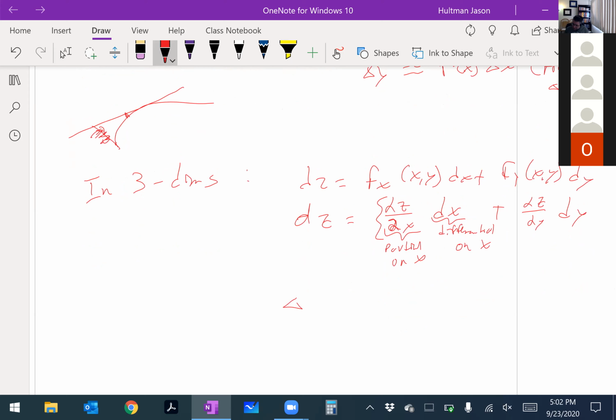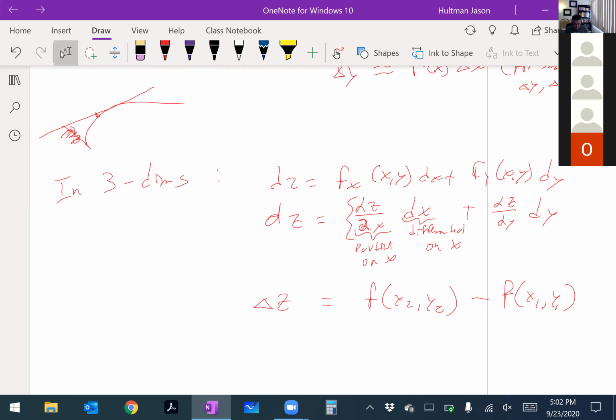And delta z, the change in z, is equal to the function evaluated for x2, y2 minus the function evaluated for x1, y1. So we take these functions and that's the change in z.